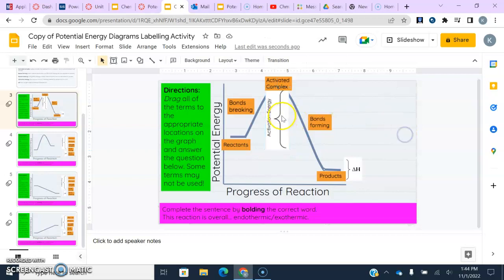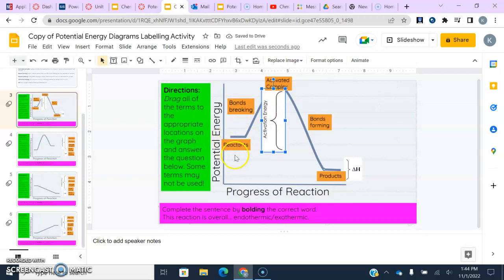Okay, I think that's okay. I think I can leave it right around here. And basically the activation energy is just the point of the reactants up to the activated complex. Okay. Now our delta H is our change in enthalpy. And I'm going to put this guy right around here.